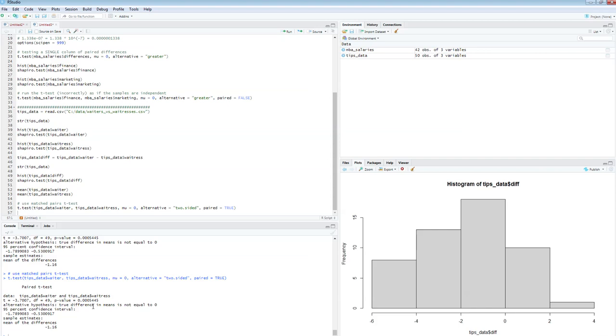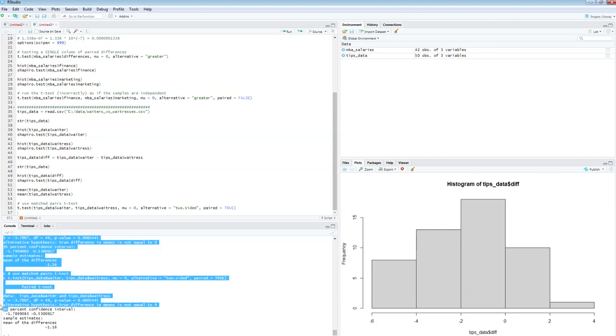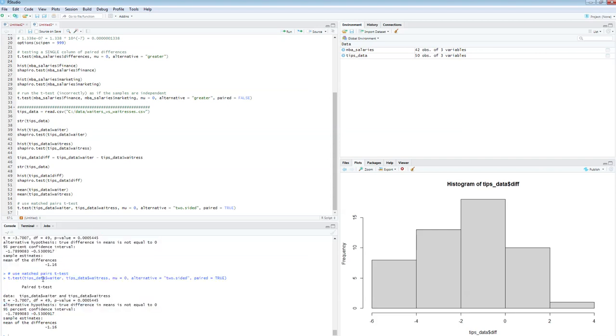Well, alternative hypothesis, true difference. Look at that. Our t-test actually even tells us what the result of our test is. We pick the alternative hypothesis. True difference means it is not equal to 0. Okay, so therefore, what's the outcome of this test? Well, since the p-value is less than alpha, I reject the null in favor of the alternative.